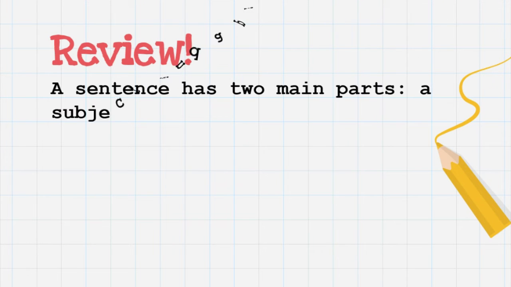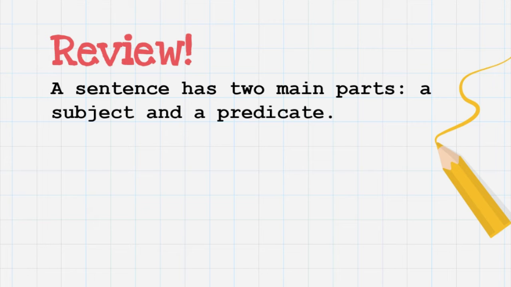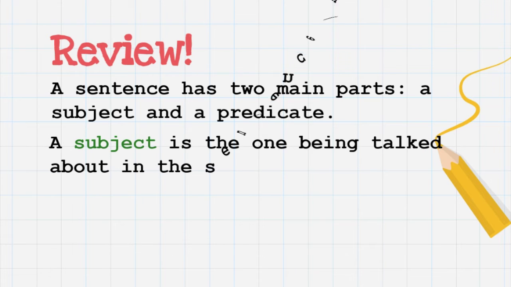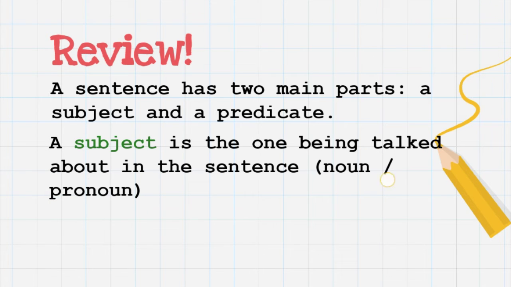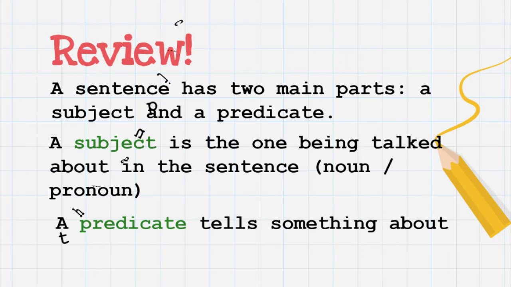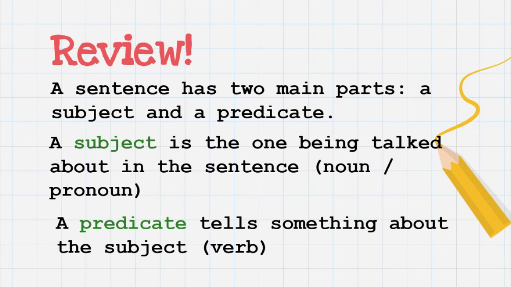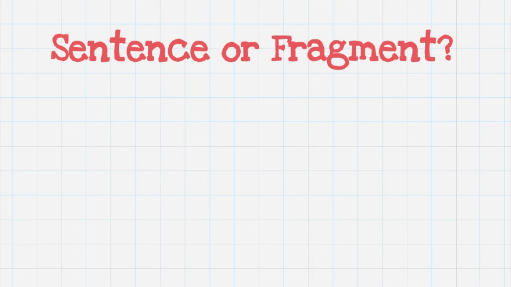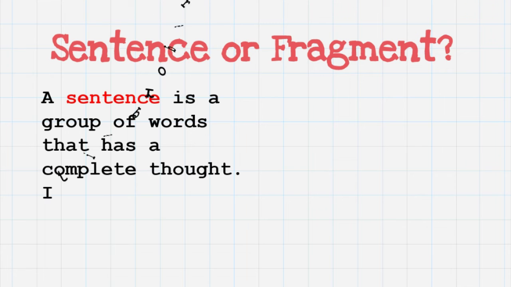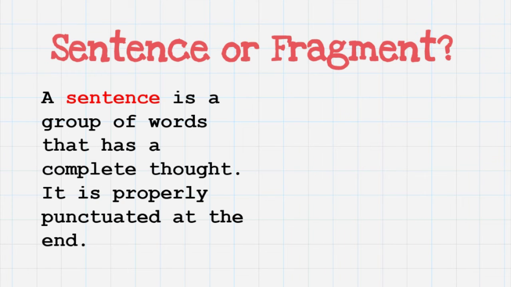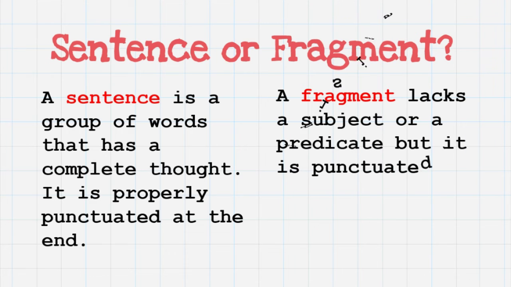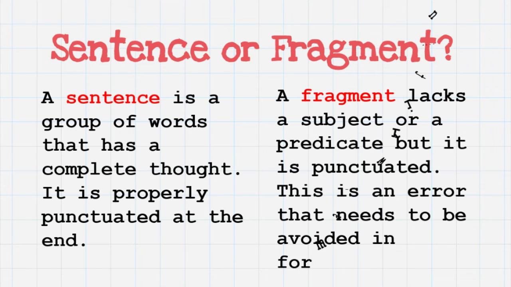Let's have a review. A sentence has two main parts, a subject and a predicate. So what is a subject and what is a predicate? A subject is the one being talked about in the sentence, the noun or the pronoun, while the predicate tells something about the subject, or is known as the verb. So what about sentence and fragment? A sentence is a group of words that has a complete thought. It is properly punctuated at the end, while the fragment lacks a subject or predicate but it is punctuated. This is an error that needs to be avoided in formal writing.